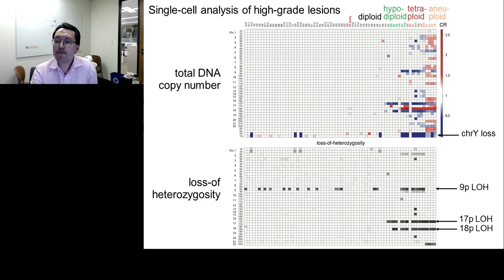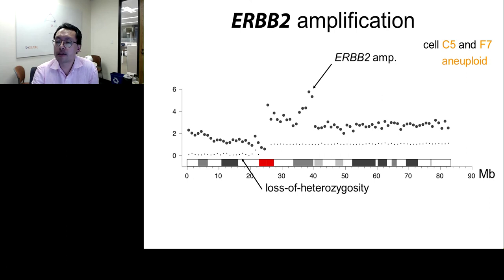In particular, in 2 aneuploid cells, we observed a focal amplification on the ERBB2 locus that's next to a large segmental amplification. In the same sample, we also see loss of heterozygosity on the 17p arm that was presumably related to TP53 inactivation.